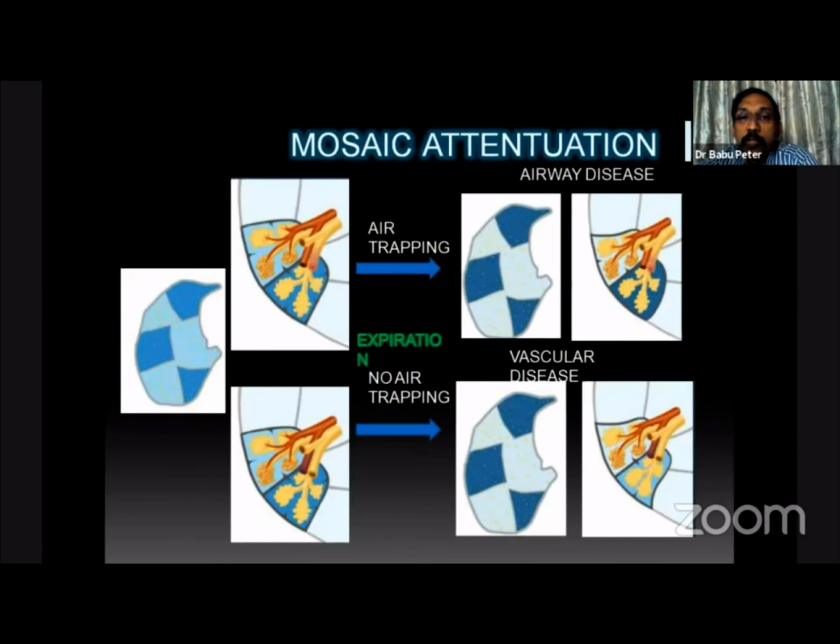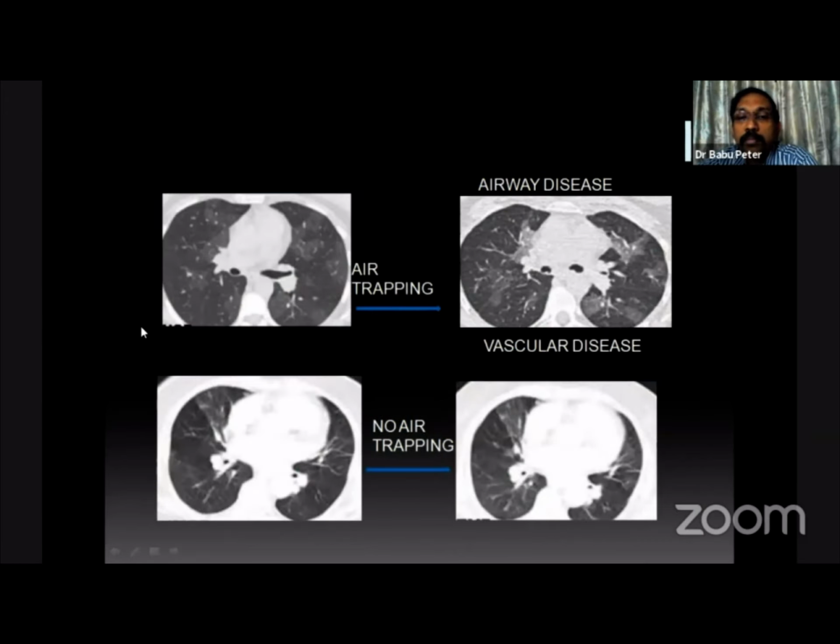To summarize, mosaic attenuation can be due to either airway disease or vascular disease. If there is air trapping, then it reflects an airway disease. If there is no air trapping on expiration, then it is due to a vascular disease. So here you can see that whenever there is air trapping with expiration, it is due to airway disease. And here there is no air trapping. The vessel caliber, both in the increased density areas and the low attenuation areas, is of normal caliber.